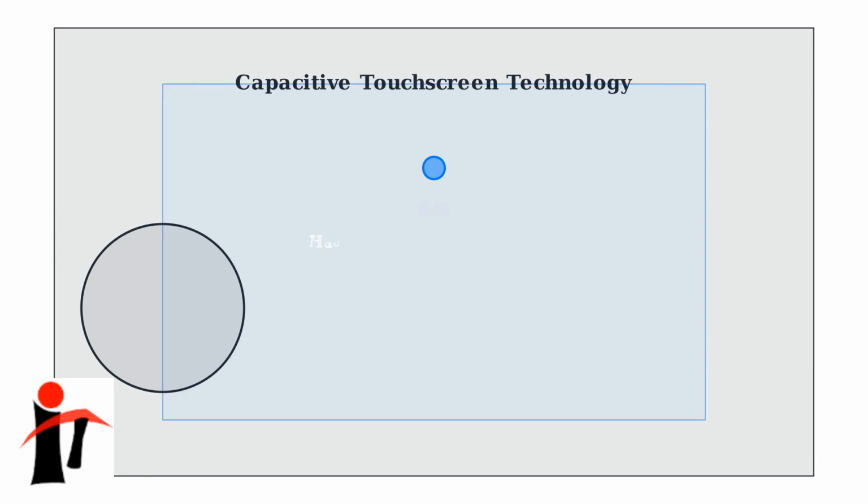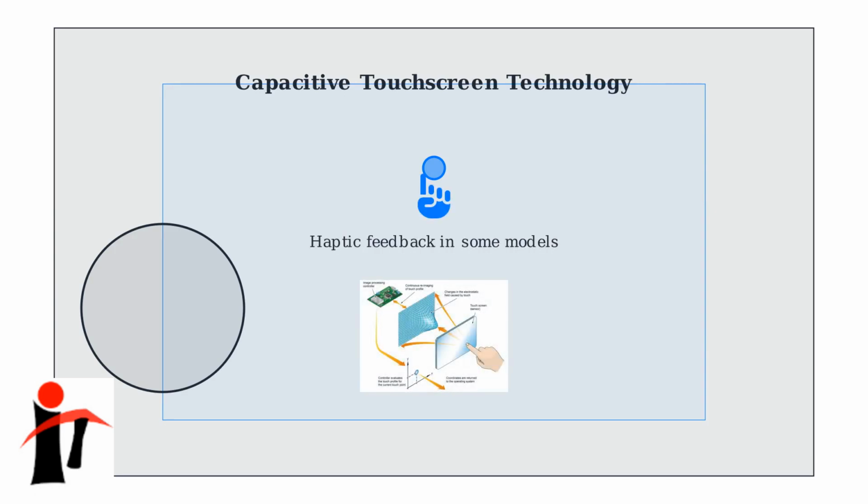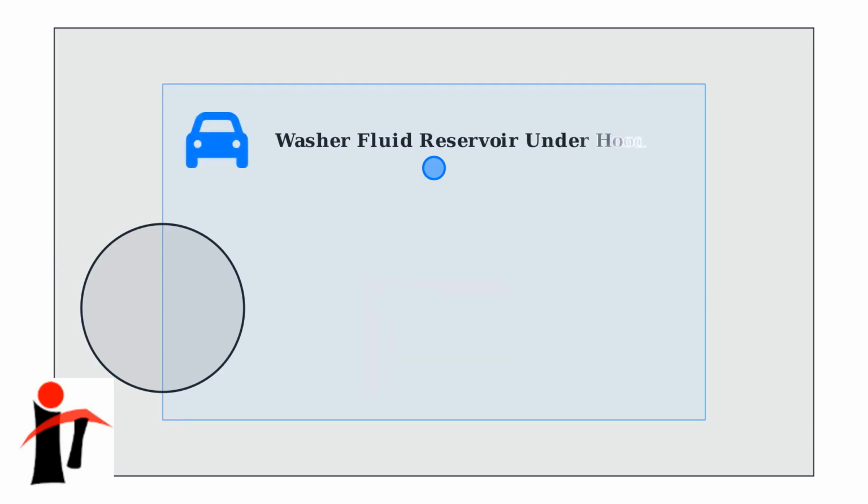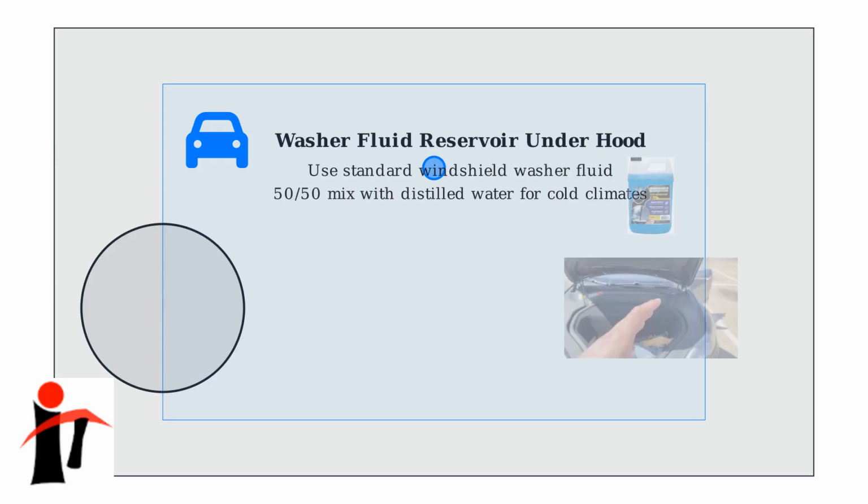The system relies on capacitive touchscreen technology with haptic feedback in some models. This advanced touch system detects finger contact through electrostatic field changes. The washer fluid reservoir is located under the hood. Use standard windshield washer fluid, and for cold climates, a 50-50 mix with distilled water is recommended to prevent freezing.